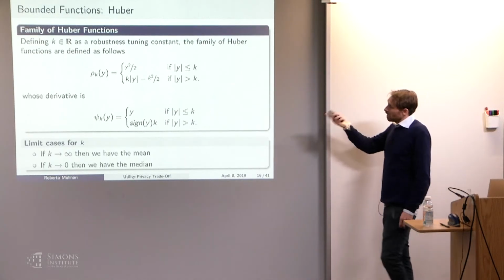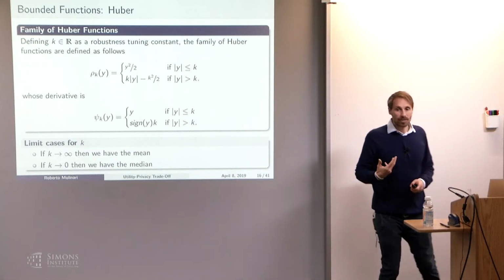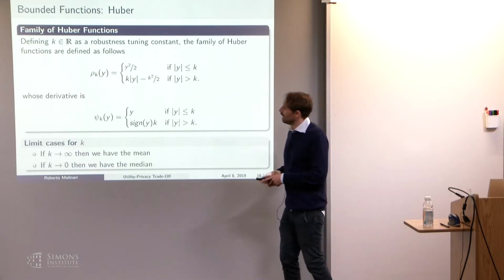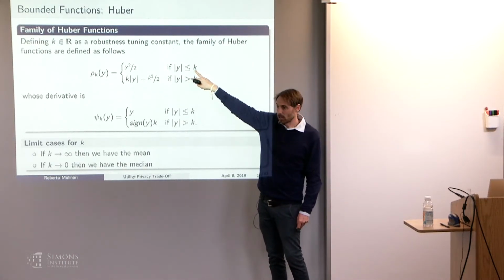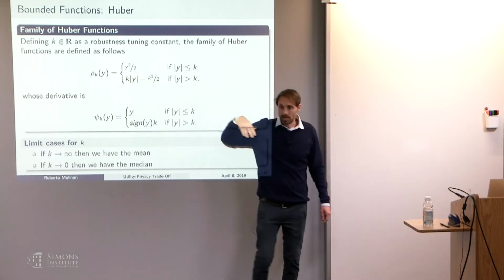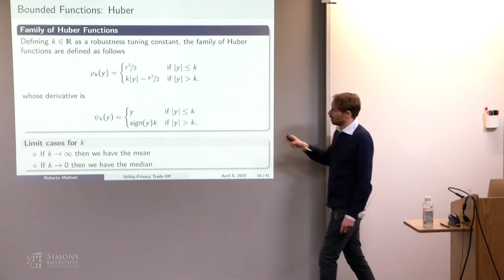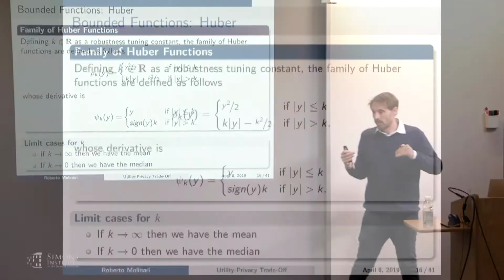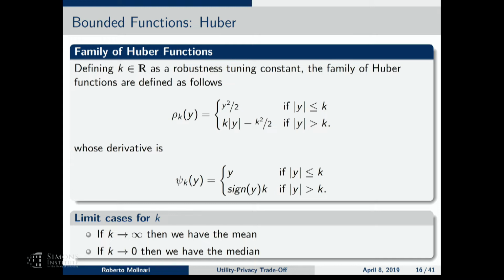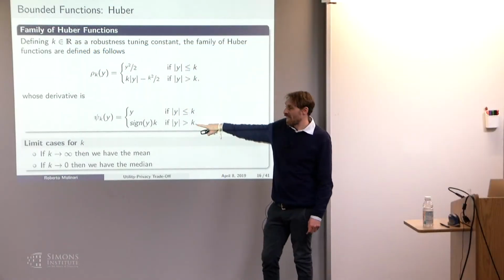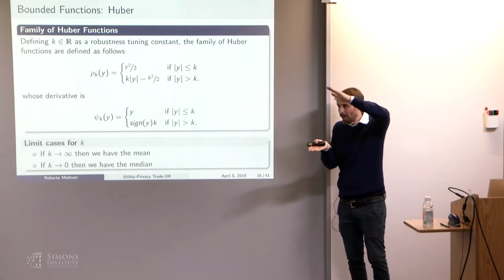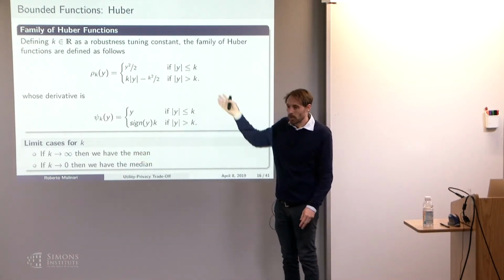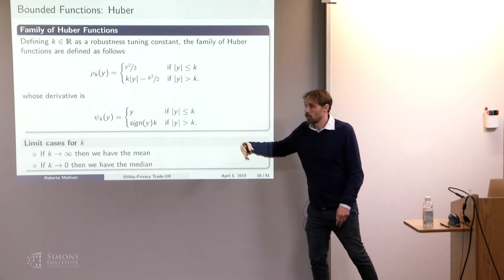One commonly used bounded function is Huber's, the family of Huber functions, and it's defined in this manner. Within a certain distance k of my solution, which is at 0, the rho function is the same as the quadratic solution of the least squares problem, and then it becomes linear. What does that mean? Its derivative is bounded, because it's bounded between k and minus k. This tuning constant k determines where we want to cut around 0. When it goes to infinity, this simply corresponds to the sample mean. If it goes to 0, then we have the median.